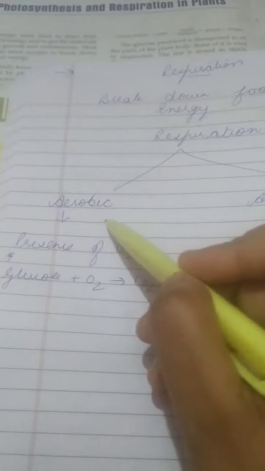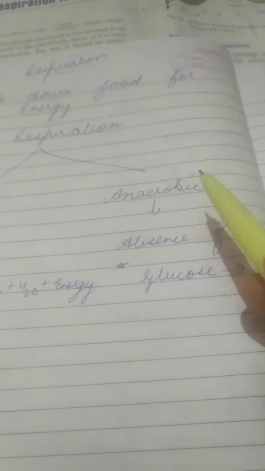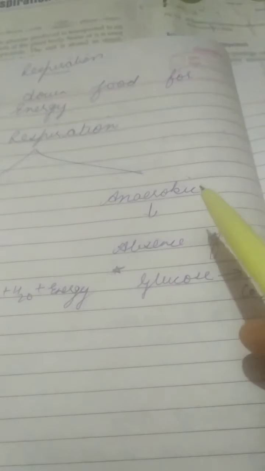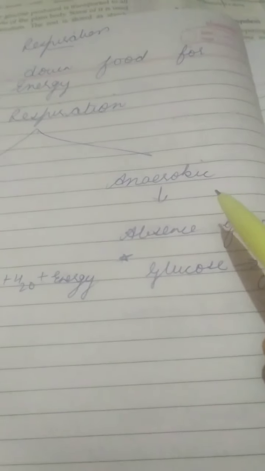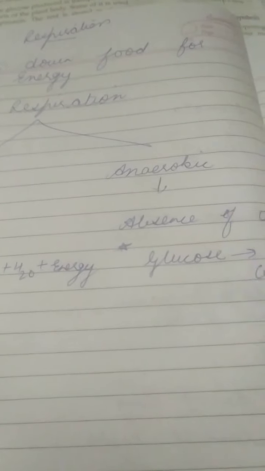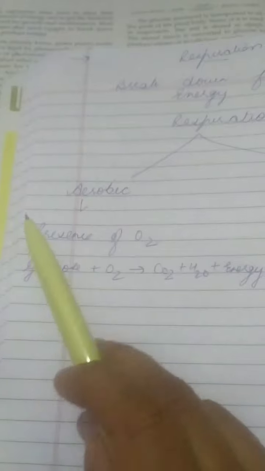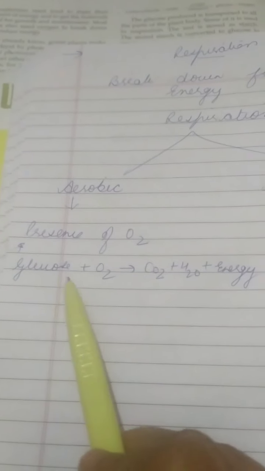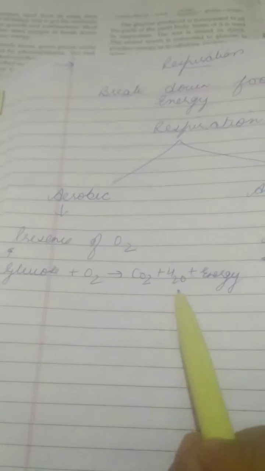Generally all parts of the plant have aerobic respiration, but some parts of the plant are involved in anaerobic respiration. Anaerobic respiration generally occurs in waterlogged plants or plants which grow in damp places, meaning wet places, which grow inside the water. Next, the aerobic respiration: the glucose and oxygen break down to give carbon dioxide, water and energy.